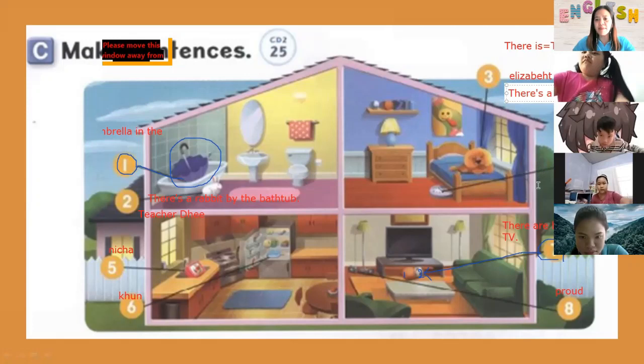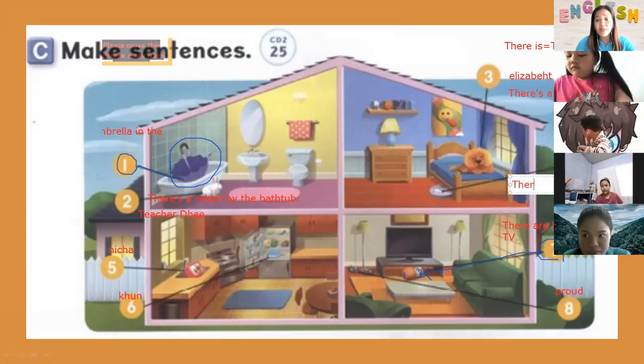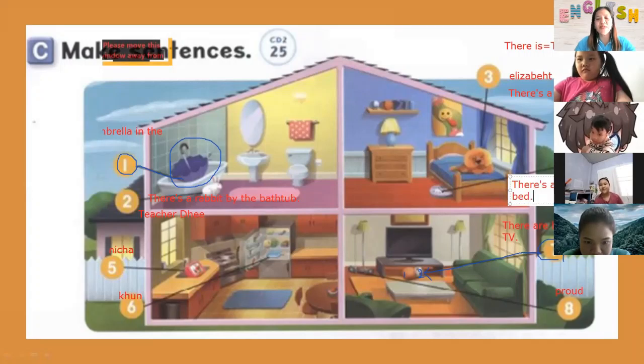Number four, we have Pammy. What is that, Pammy? Cock. Under the bed. Okay, make a sentence. There is a cock under the bed.